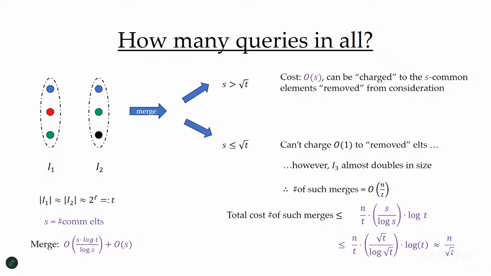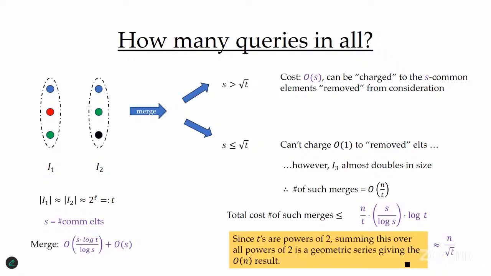But there are two rows. So I'm going to pay N by root T for all T. So this is going to be the summation over T of N by root T. But the T's are powers of 2. So this is a geometric sum, and I pay order N. So that's it. That's almost the whole algorithm analysis for this problem.